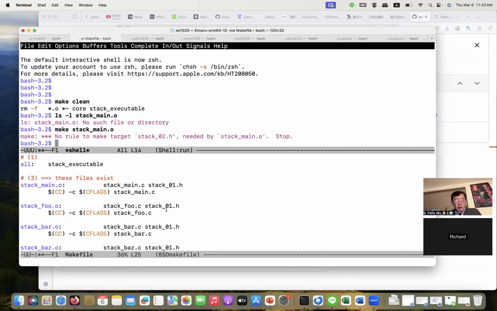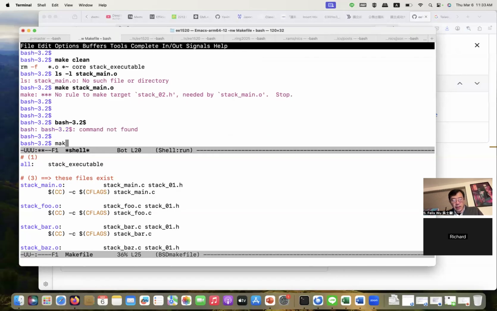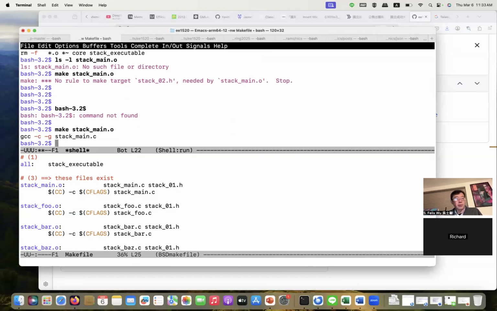What happened? Oh, I didn't save it. Sorry. Yeah, now I save it. Now if I do make stack main.o, now it triggered this rule.